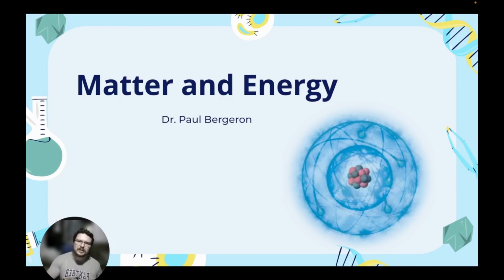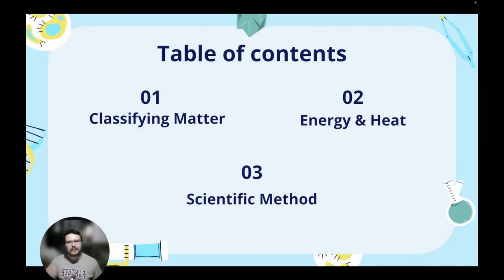Today we're talking about matter and energy. If you remember where we left off last time, we were talking about what is matter, what is an atom, and how do we start to classify matter. And that's where we're going to pick up today. We're going to finish classifying matter, we're going to talk about energy and heat in reactions, and then we're going to figure out how can we actually study these things when we're talking about chemicals and elements that we cannot see with our own eyes.